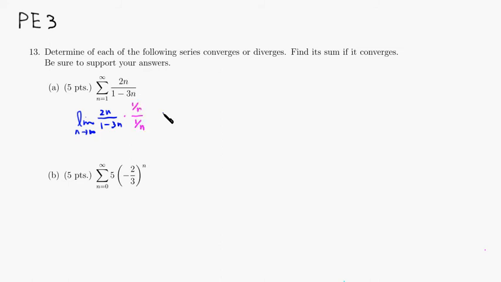So you have the limit as n approaches infinity. Then 2n divided by n is just 2. 1 divided by n is 1 over n. And the negative 3n over n would be negative 3. As you can see, as n approaches infinity, 1 over n approaches 0. So what's left is negative 2/3.